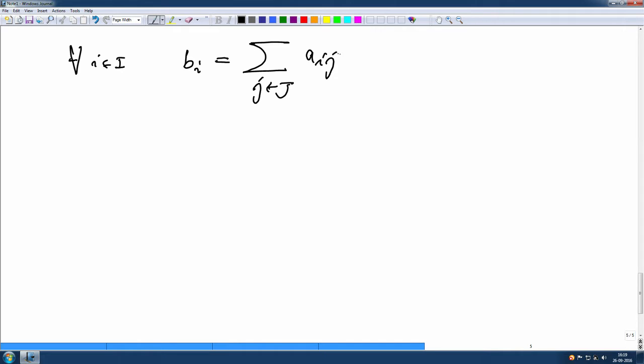That means for each i in I, b_i equals the summation over j in J of A_ij a_j. This we know from the linearity of the map, but I want to express this in terms of matrices now. Think of this b_i, i in I, as an element of k to the power I. These are the coordinates of f of v with respect to the basis w, and I want to think of it as a column.